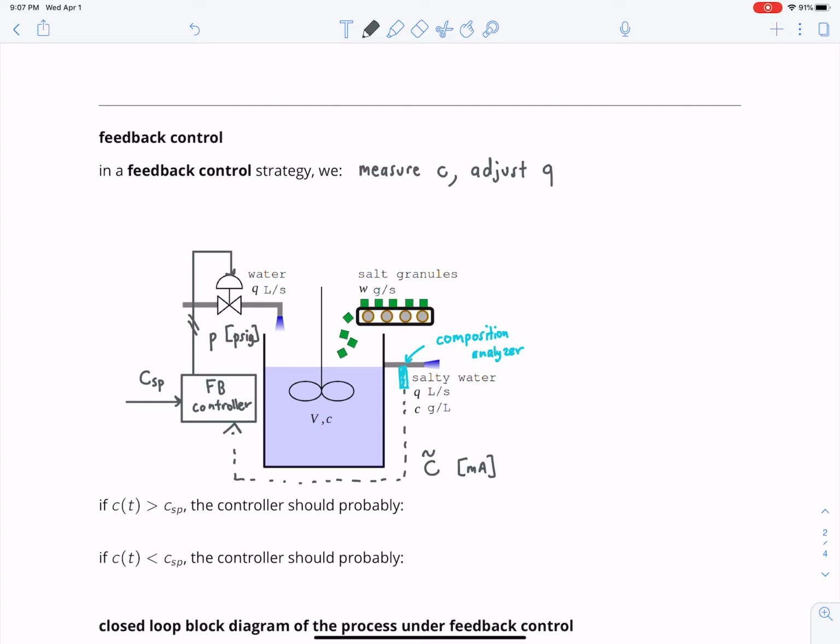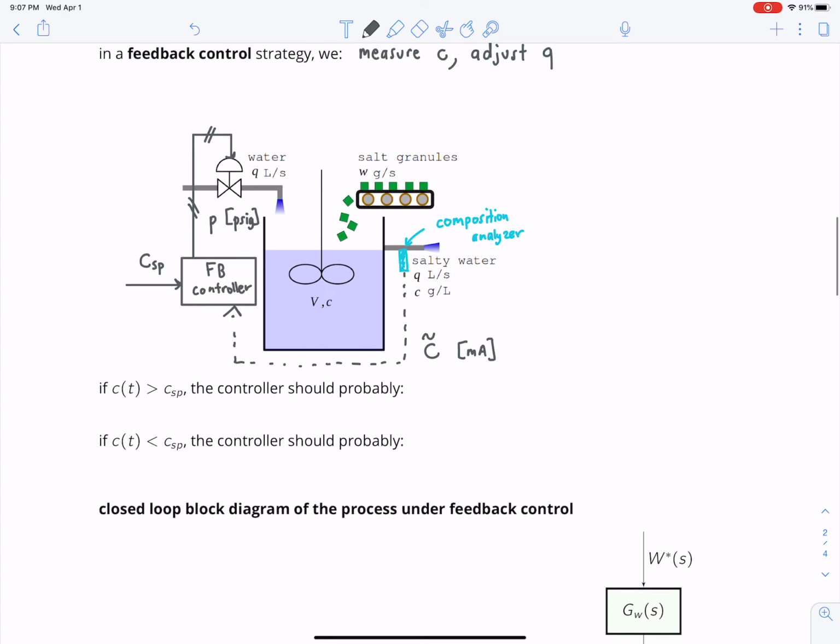We'll put slashes through here because this is a pneumatic signal. Similarly, this dash signal means it's electrical. And this pneumatic signal pushes on the diaphragm of this control valve and adjusts the flow rate of water, Q. Let's do a couple of thought experiments.